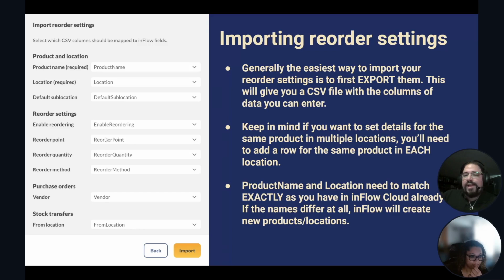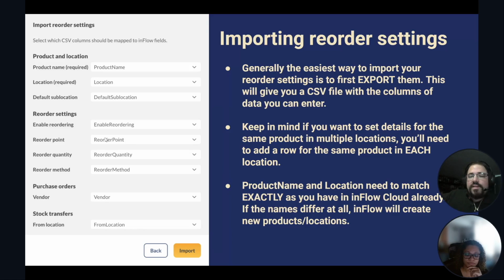But what I recommend personally is that the easiest way is usually to export your reorder settings first. This will give you almost like a CSV template that has all these different columns already in there. And if you've already set up any manually, you'll already have those values input in there, so you can copy and paste. And it should make sense with the data you already have there.